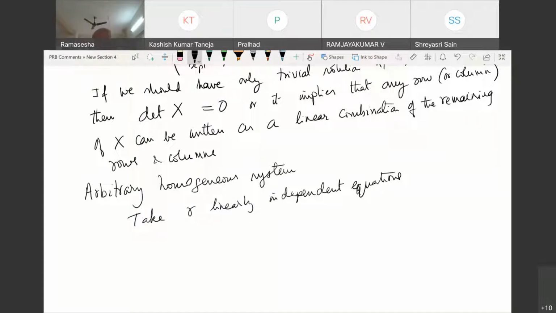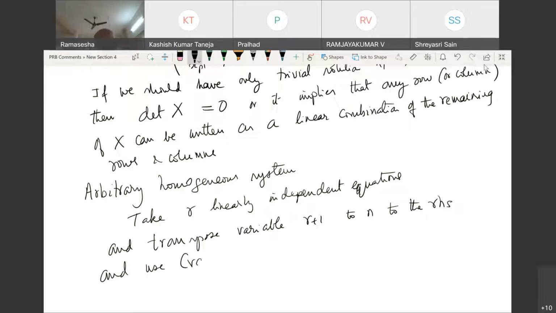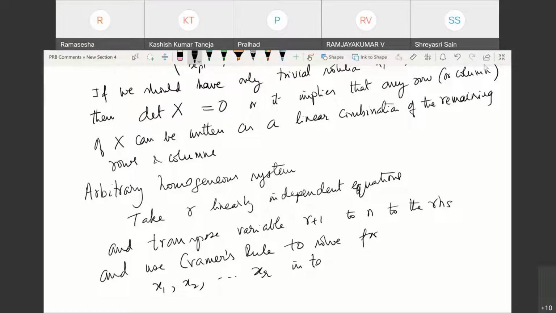Okay, so you take R linearly independent equations and transpose the variables r plus 1 to n to the right hand side, and use Cramer's rule to solve for x1, x2, etc., xr in terms of xr plus 1, xr plus 2, etc., xn. Okay, so that's what you do.